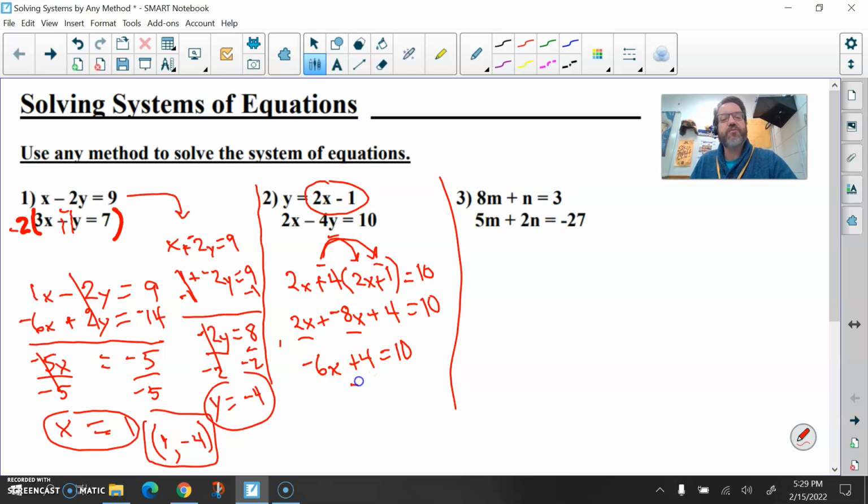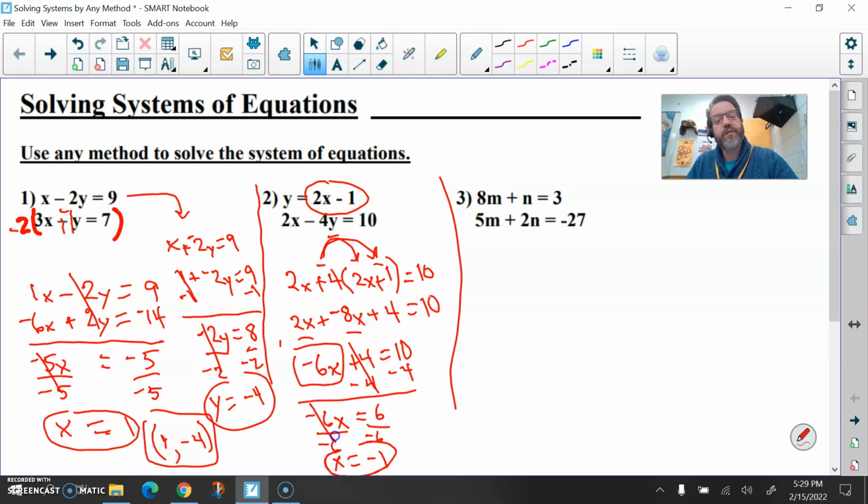And then I subtract 4 here. I subtract 4 here. And I want to get rid of this plus 4 because then my variable term here will be isolated. It's by itself now. Negative 6x equals 6. Then we divide each side by negative 6. X equals negative 1.